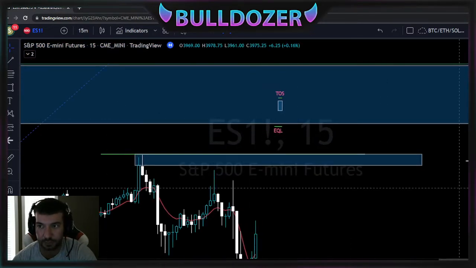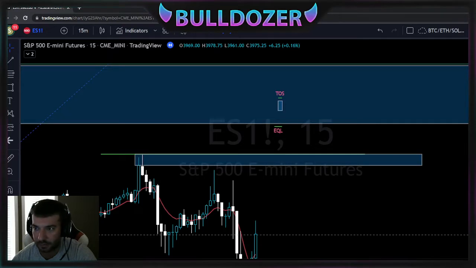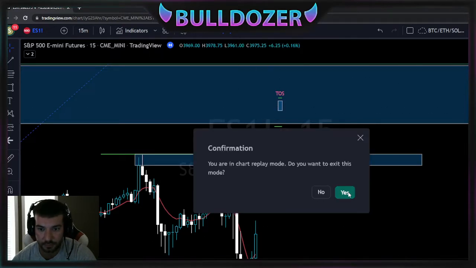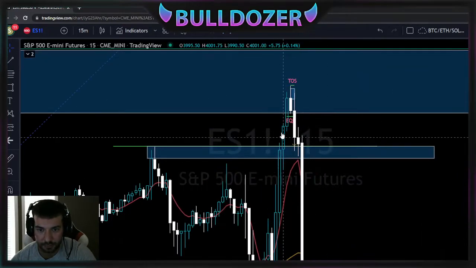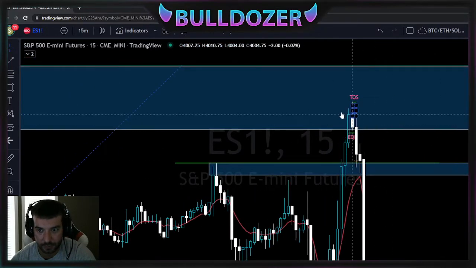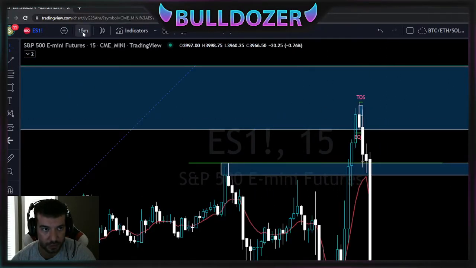So if we follow it through, where is that little replay tool at? So if we follow it through, we broke out of that zone, right? And then we came up exactly where we said for the order blocks. Now we have to refine it.